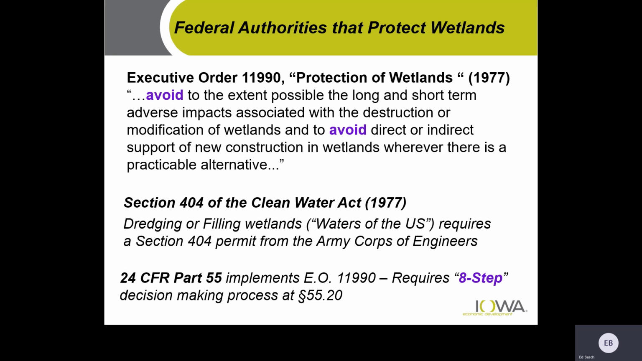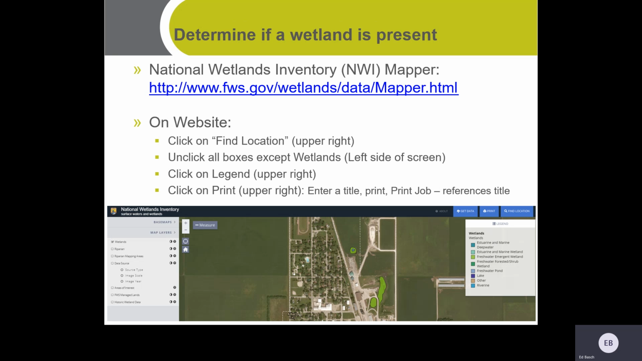Federal authorities protecting wetlands through Executive Order 11990: avoid to the extent possible long and short-term adverse effects associated with modification or destruction of wetlands, and avoid direct or indirect support of new construction in wetlands whenever there is an alternative. Then you also have the authority granted through Section 404 of the Clean Water Act and 24 CFR Part 55. That takes you back to the 8-step decision-making process.